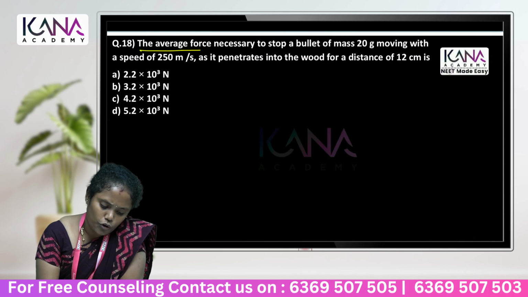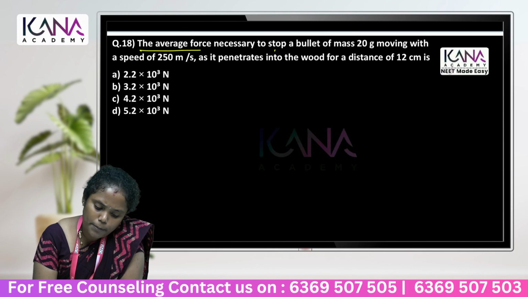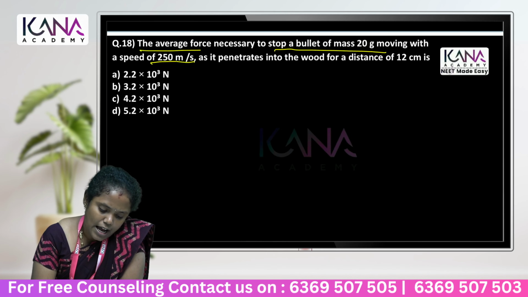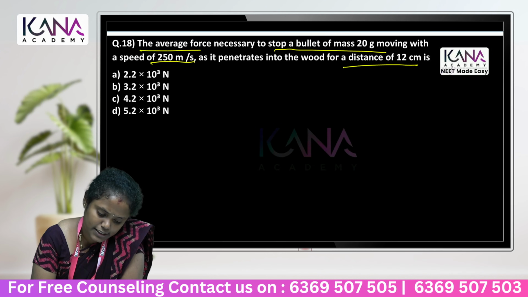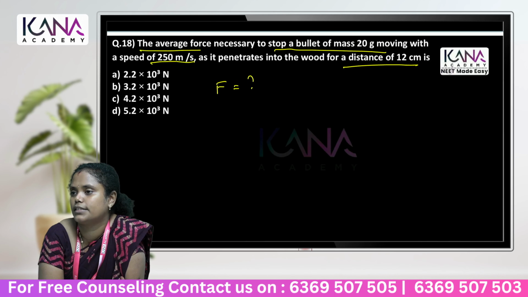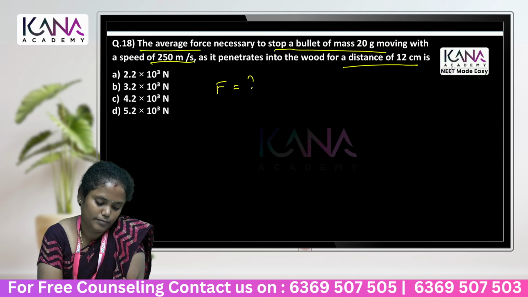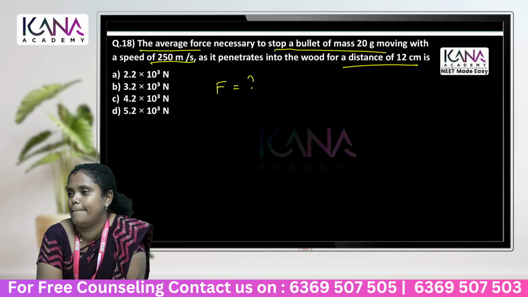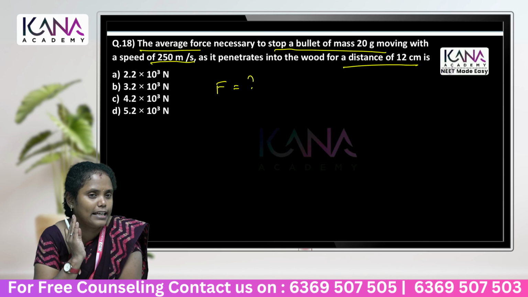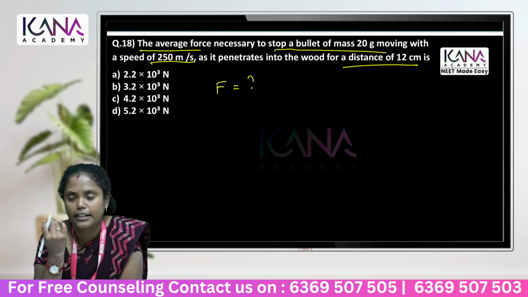The average force necessary to stop a bullet of mass 20 gram moving with a speed of 250 meter per second as it penetrates into a wood for a distance of 12 centimeter is. It has to find force. ஒரு ஸ்பெஷல் கேஸ் F equal to ma எப்படி ஞாபகம் வச்சிருப்போமோ அதே மாதிரியே ஃபோர்ஸோட ஃபர்ஸ்ட் ஸ்பெஷல் கேஸா இந்த ஃபார்முலாவை நம்ம டைரக்டா ஞாபகம் வச்சிருக்கோம்.